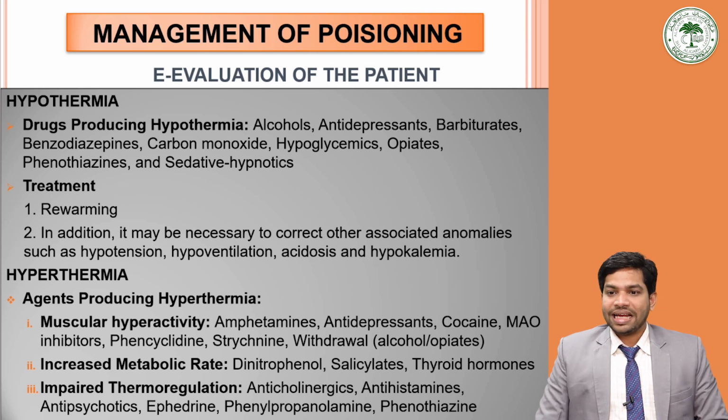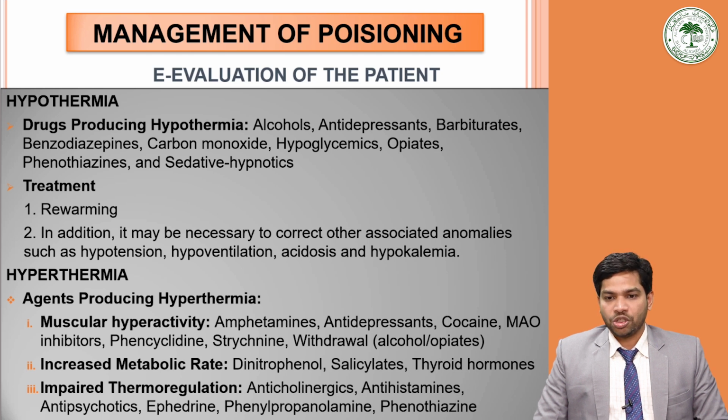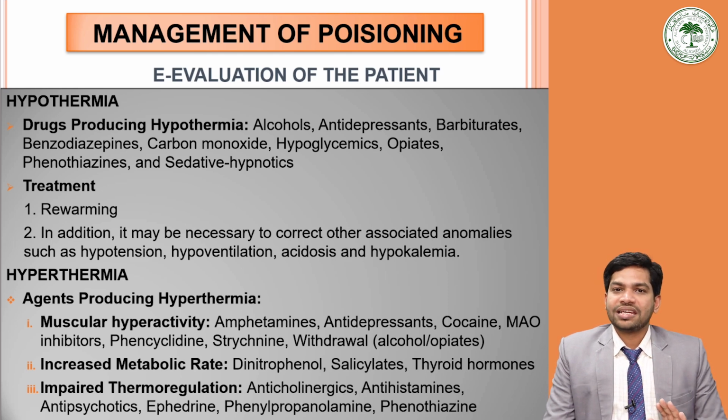In a few individuals, there is genetic susceptibility to hyperthermia, especially on exposure to skeletal muscle relaxants, inhalational anesthetics, and even local anesthetics: malignant hyperthermia. This should be distinguished from neuroleptic malignant syndrome, which is also characterized by high fever apart from other neurological signs. But neuroleptic malignant syndrome is the result of an adverse reaction to antipsychotic or neuroleptic drugs, and it doesn't have any genetic basis.